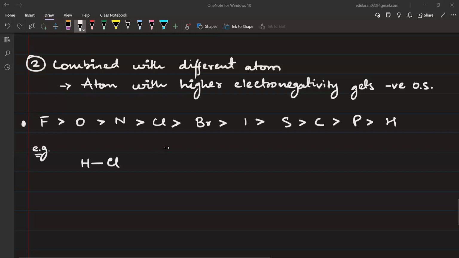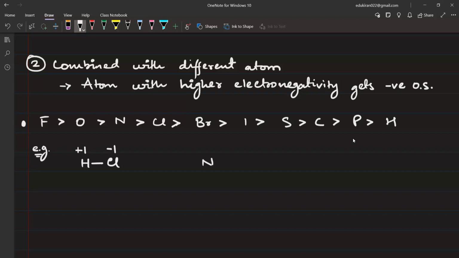Martin, you tell me, whose electronegativity is higher between hydrogen and chlorine? Chlorine, right? So chlorine will get one bond, so it will get -1. This is the oxidation state of chlorine. And hydrogen is having one bond with chlorine, so it will get +1. Negative will be for chlorine because it is having higher electronegativity.